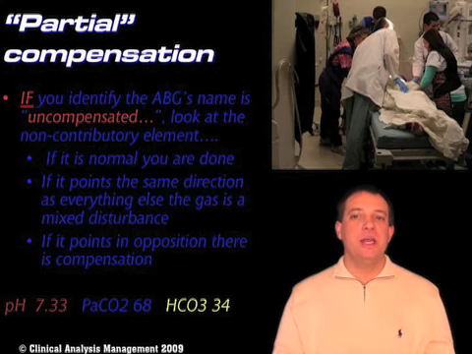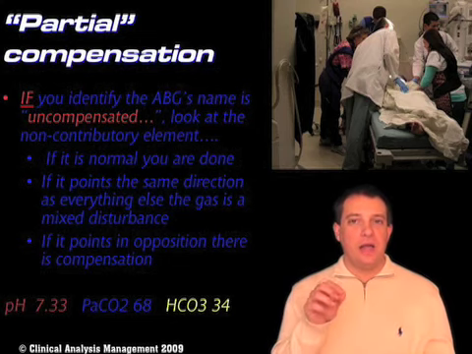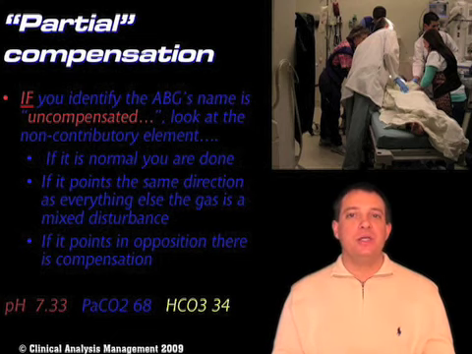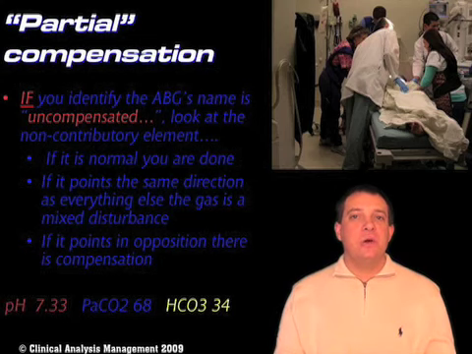So in other words, if the pH and the number that matched are both acidotic, then we want to know the number that didn't match, is it alkalotic? If it's going the opposite direction, then we are going to change the first name, and it's going to be changed from uncompensated to partially compensated.